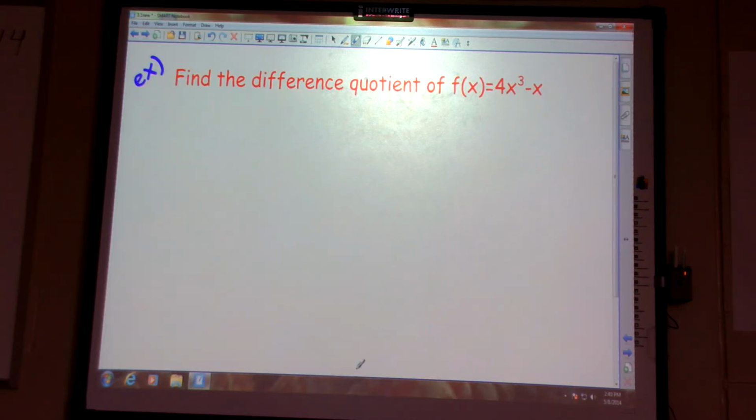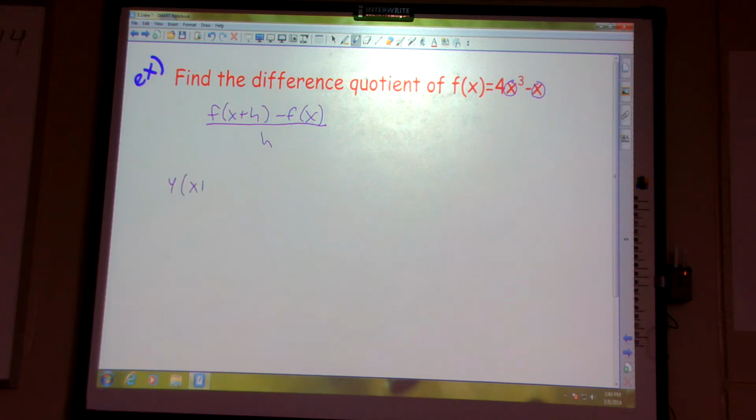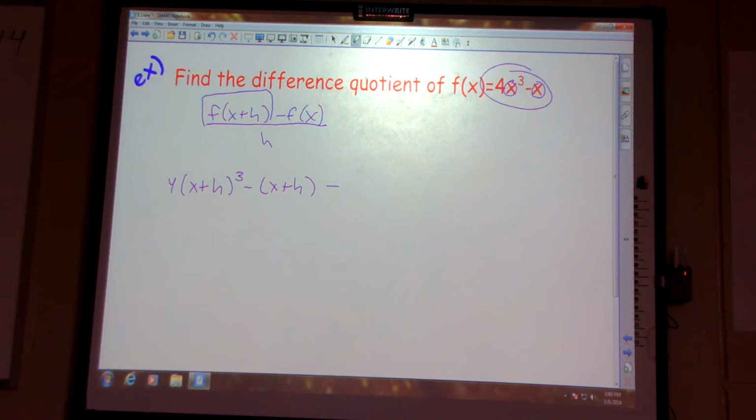Okay, let's do a bigger one. Alright, so I'm a good little mathematician, so I write my formula because writing it every time helps you memorize it. So let's do x plus h. So plug in x plus h to both x's. So I have 4(x plus h) cubed minus (x plus h). That's just the first half. Minus your whole function. So you better have parentheses. 4x cubed minus x. All over h.